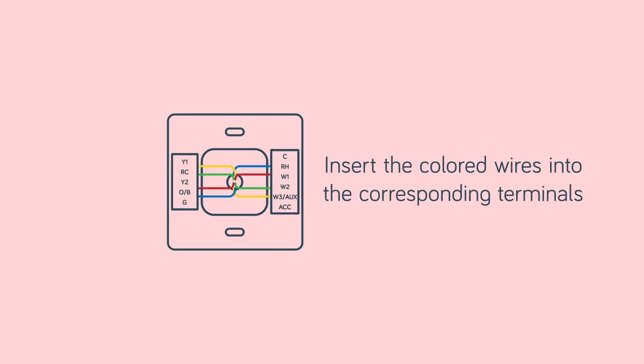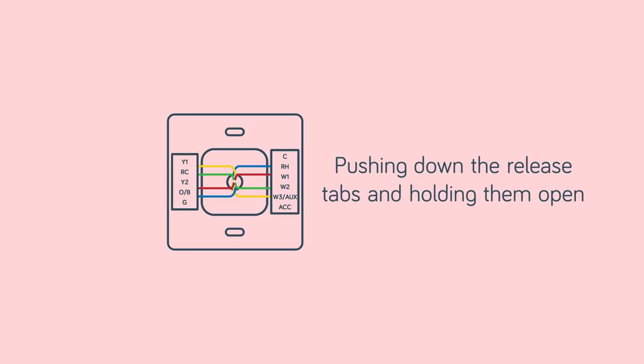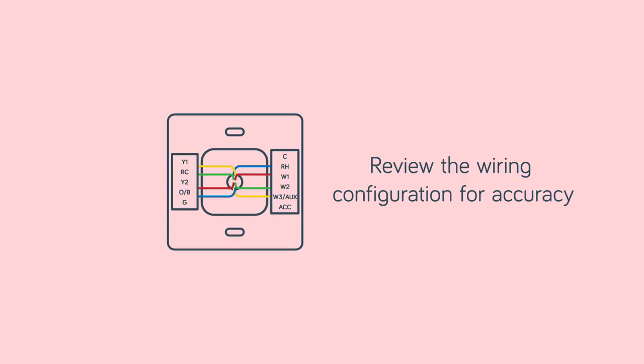Next, insert the colored wires into the corresponding terminals on the Hive Thermostat backplate. You can do this by pushing down the release tabs and holding them open while inserting the wires. Review the wiring configuration with your photo for accuracy.